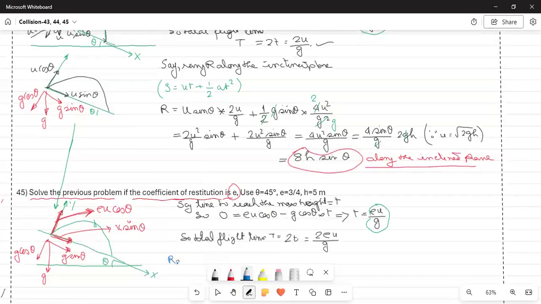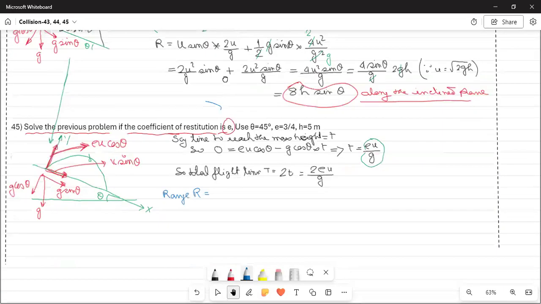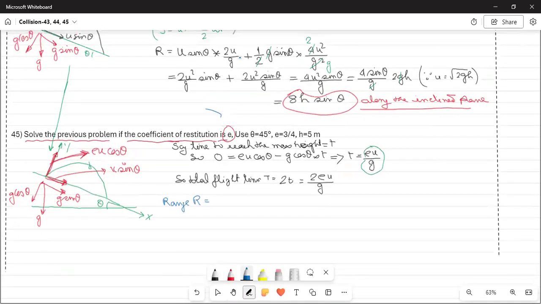So range R is equal to, exactly the same way we found earlier, initial velocity u sin theta multiplied by total time 2 e u by g, plus half into acceleration in this direction g sin theta into time squared. Time is 2 e u by g, squared.